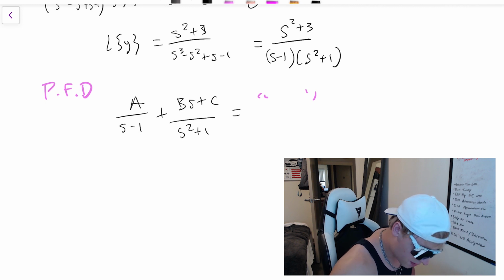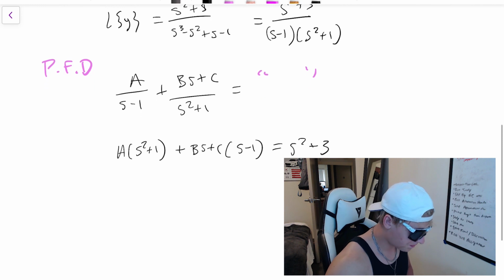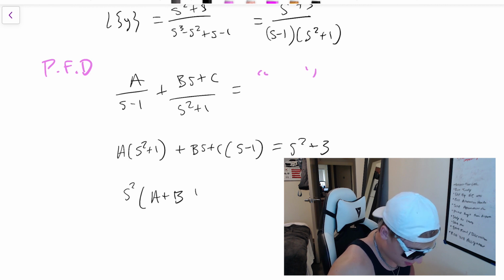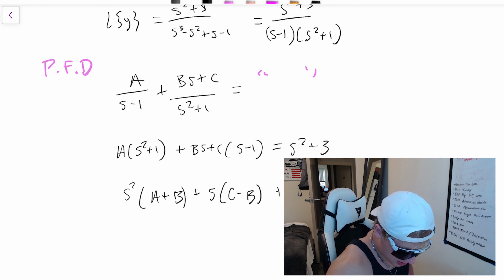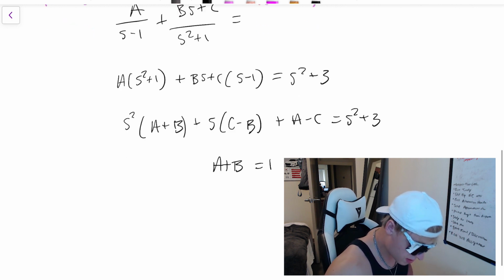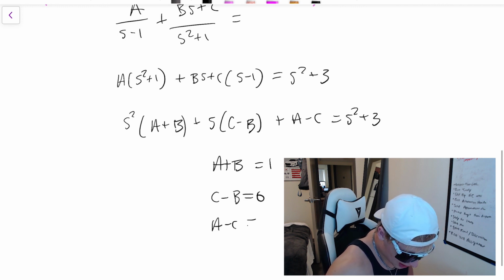We multiply this out. We're going to get A times s squared plus 1, plus Bs plus C times s minus 1, and that's going to equal s squared plus 3. You can set it up like this: s squared times A plus B, plus s times C minus B, plus A minus C, equals s squared plus 3. Set the coefficients equal to each other, so you're going to have A plus B equals 1, C minus B equals 0, and A minus C equals 3.